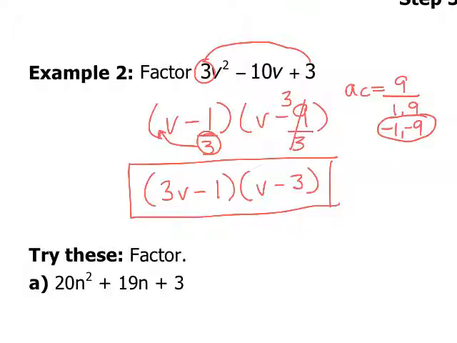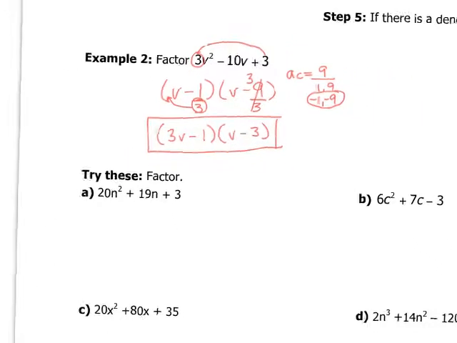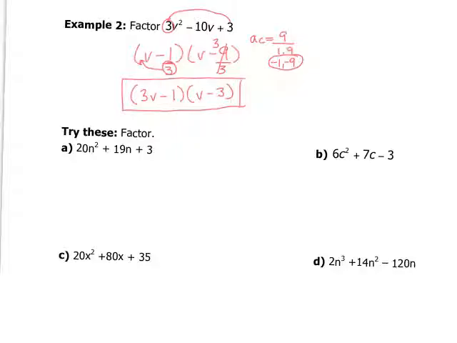Okay, can I get a comfort level of how you're feeling? Good. Okay, let's go ahead and do the 4 try these problems. So A, B, C, and D together with your groups. Go ahead.